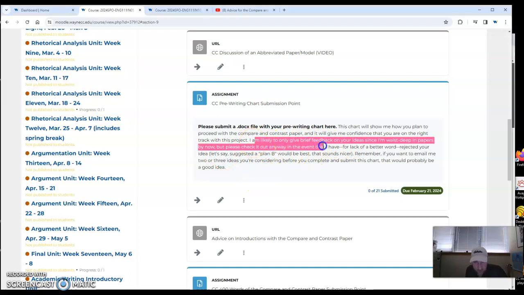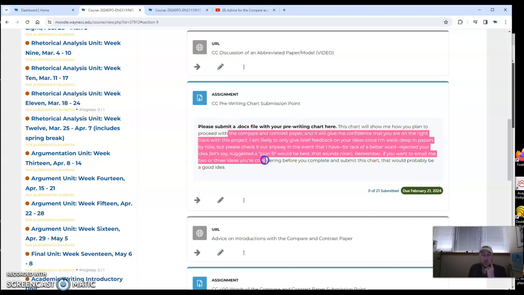What does that say? I am likely to only give brief feedback on your ideas. Yep, that's true. I don't have papers yet because I'm trying things a little bit different this semester. So I do not have old papers to grade. I do have old homework that I need to grade for some of my face-to-face classes. But I think I'll be able to get back to you very quickly on your charts.